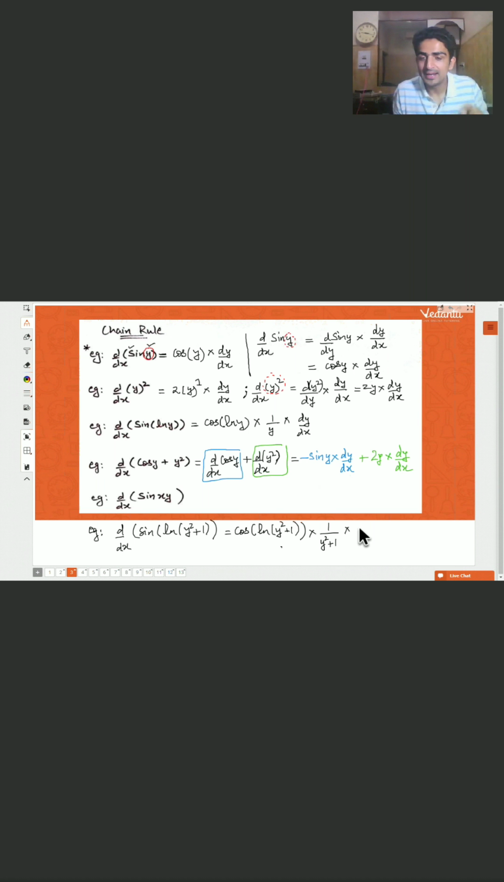Now here is the game. The derivative of y square plus 1 will be 2y into dy by dx. This is the main term. This is a term you need to be careful about. What is the derivative of y square? Don't forget, you are differentiating with respect to x. So the derivative of y square will be 2y into dy by dx. Okay guys. So that is the first thing about chain rule.